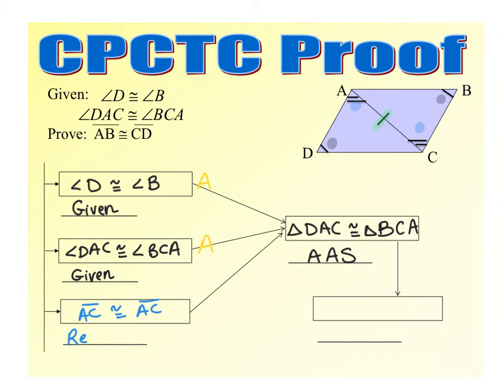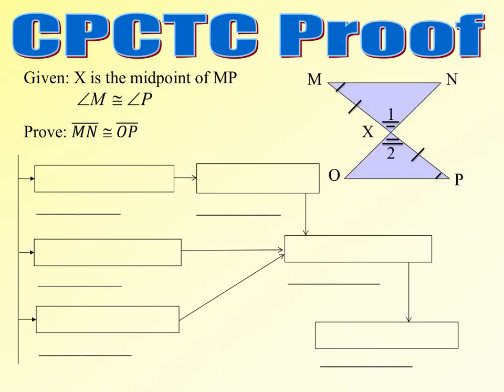So angle, angle, side. Now, because those two triangles are congruent, then every single side in one triangle and every single angle in one triangle is equal to every single side and angle in the other triangle. So definitely AB is going to be congruent to DC, because I just proved those two triangles congruent. So that means that side AB will be congruent to side CD using the CPCTC property, which means corresponding parts of congruent triangles are congruent. So CPCTC.